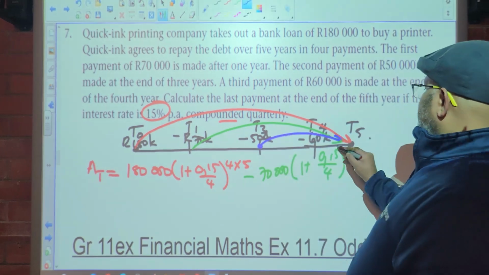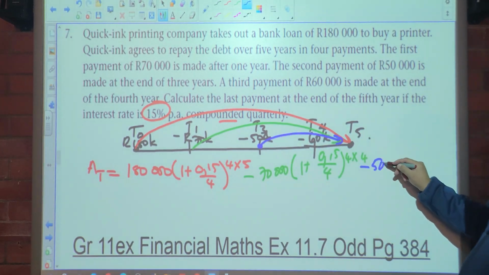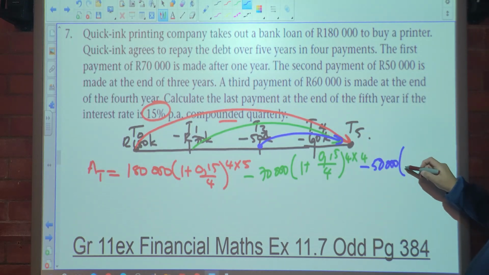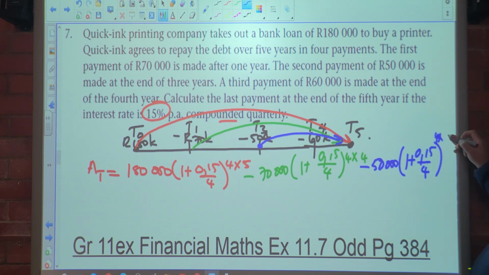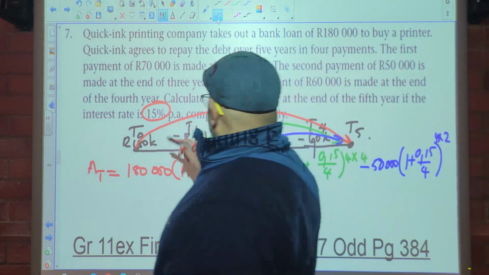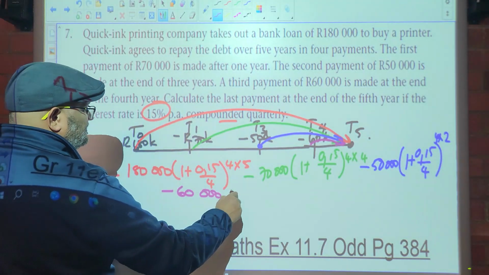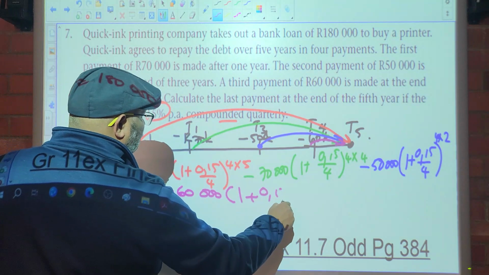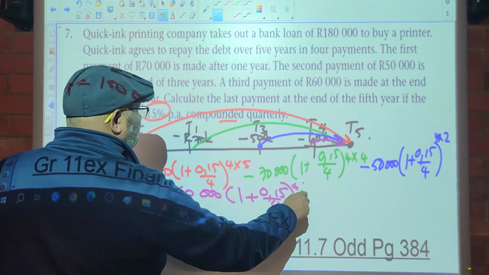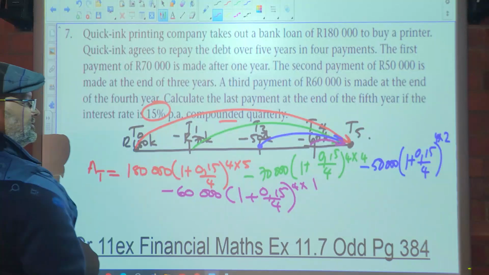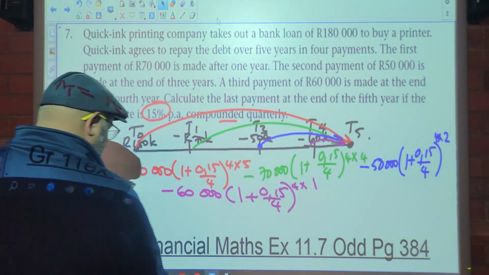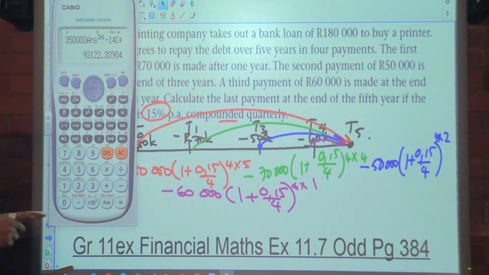Then from that to the end, it'll be minus 50,000 rand into 1 plus 0.15 over 4 to the exponent 4 times 2. And then that one to the end: minus 60,000 rand into 1 plus 0.15 over 4 to the exponent 4 times 1. If I'm going to type this whole story in the calculator, it might be that the calculator doesn't have enough memory.